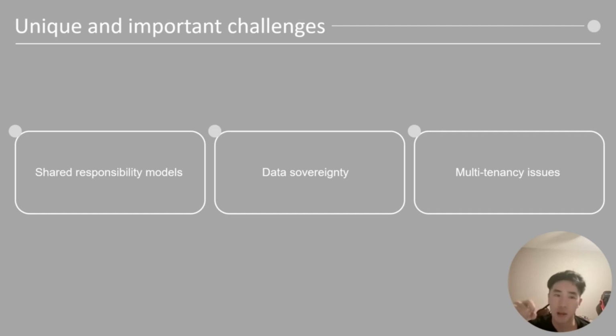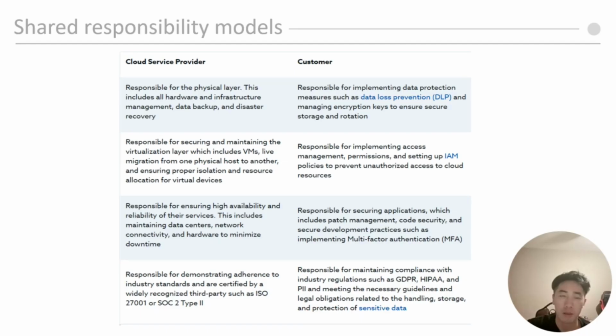The first takeaway I want to explain is the shared responsibility model. That's the diagram shown below. The cloud service provider bears their own duty, and the customer also bears their own duty, and both of them bear their duties separately and very clearly. Let's say the cloud service provider is responsible for the physical layer, securing and maintaining the virtualization layer, ensuring high availability and reliability of their service, and so on. The customers do similar things to the cloud service provider, but their duties are different, and they are different very clearly.